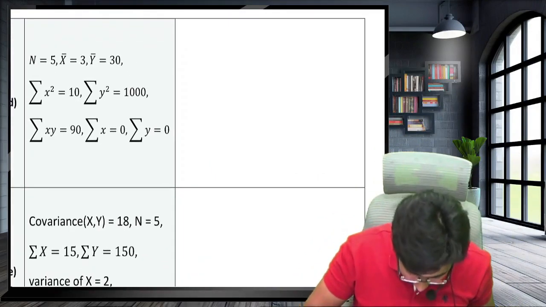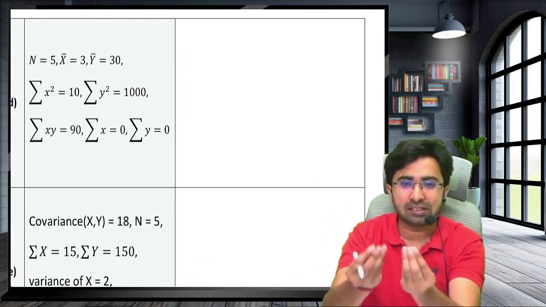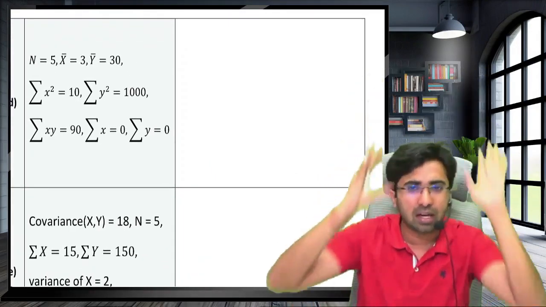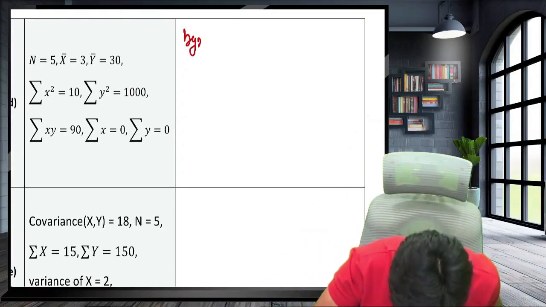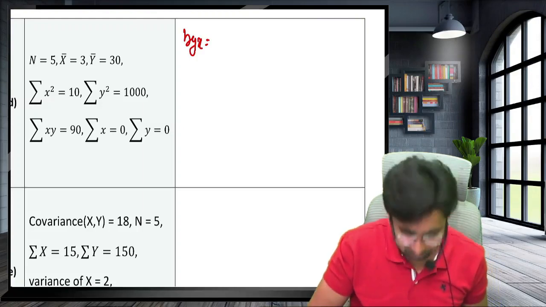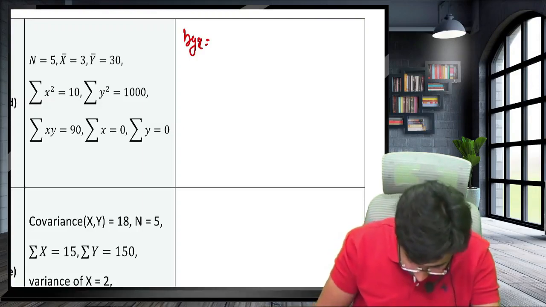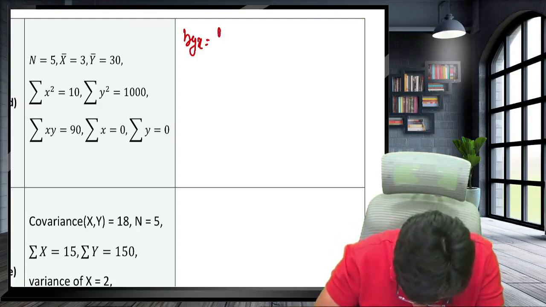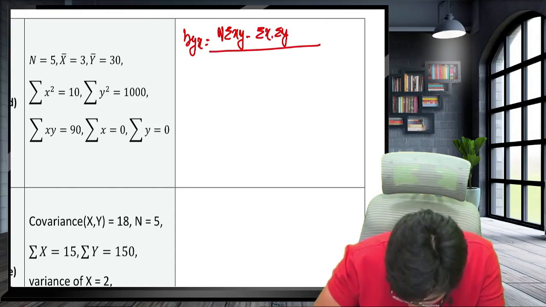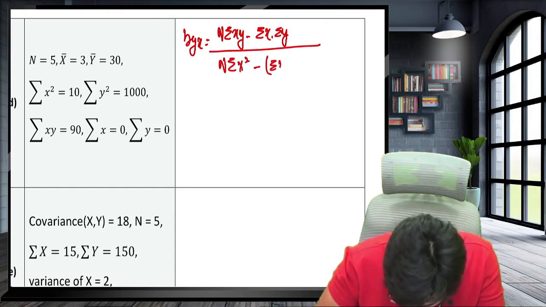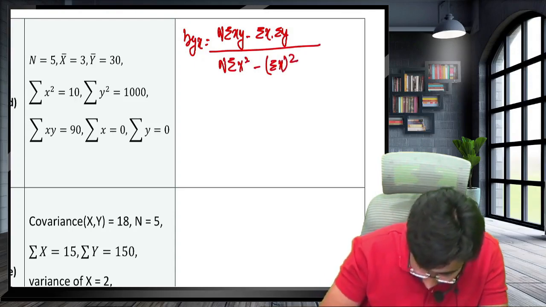Okay, guys. Because we are having the data in such a way that we are having all the information of the first formula. So guys, can I say b_yx is equal to n summation xy minus summation x into summation y, divided by n summation x square minus summation x whole square. So let's put it over here.